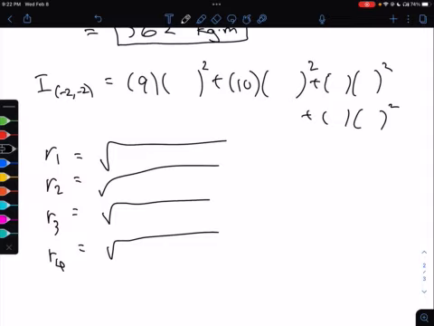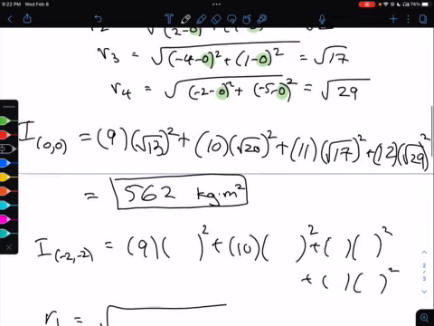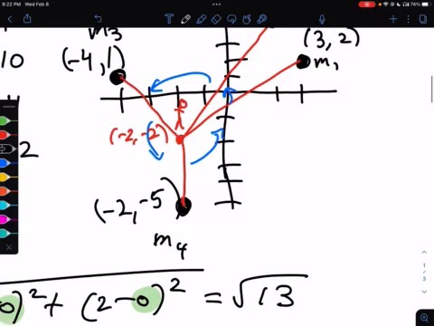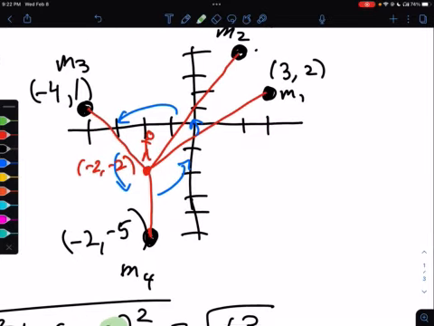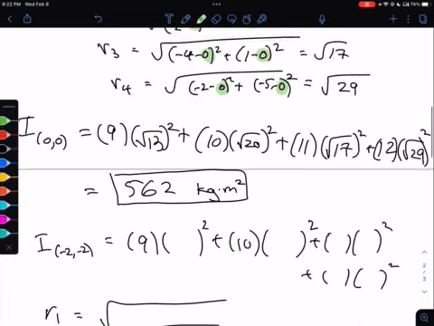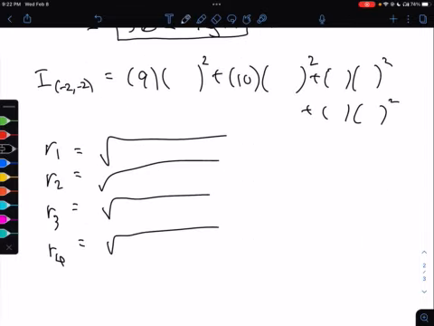I'm going to go a little bit faster, kind of in my head. And for M1, that's this and this. If you subtract the x's, you get 5. If you subtract the y's, you get 4. That was 5 and 4. That means there's a 25 and a 16 here. Looks like we have a root 41, and that would go in my first spot for R. Then I would go to R2.